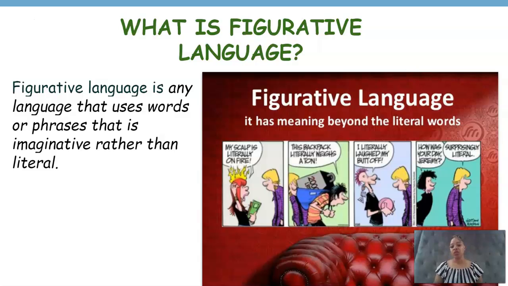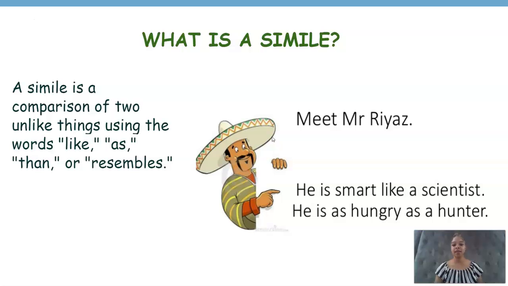And also in the image here, you'll see this backpack literally weighs a ton. You'll see in the image here that the guy has this 2,000-pound weight on his back. This is literal. But if you were to use it figuratively, you're just saying that the backpack is really heavy. So that's what figurative language is. So let's go ahead and move on to the next concept.